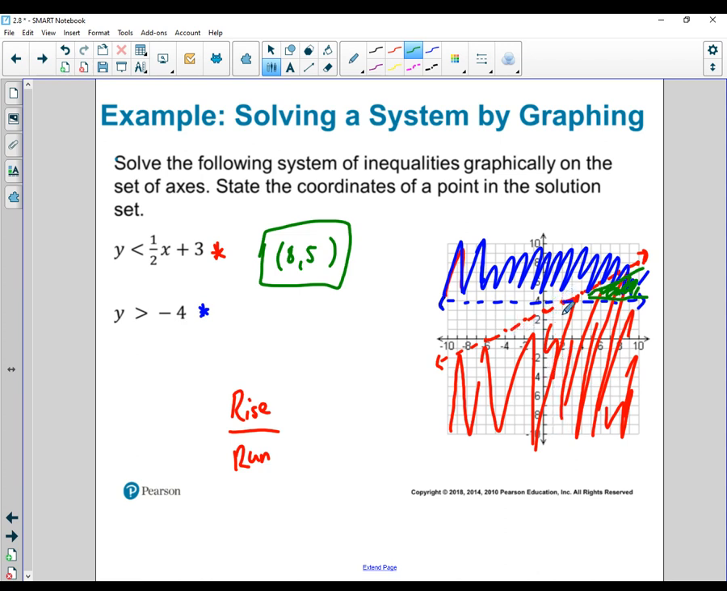And I guess one trick is you could pick a point on the line, right? So here we're at y equals 3, and we want the y values less than. Is that going to be above or below? Obviously, that's going to be below. And so here's all the points, all the y values less than this line. Is that helpful, Sandra?